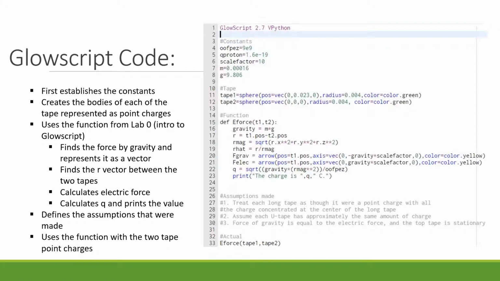The following code only further supported the hand-calculated results. The force of gravity and the electric force were set equal and then solved for Q. Each of the bodies within the code was created to be a point charge represented as a sphere, and each vector was represented in the code, the force of gravity pointing down and the electric force pointing up. The value of Q was also printed at the end of the code.